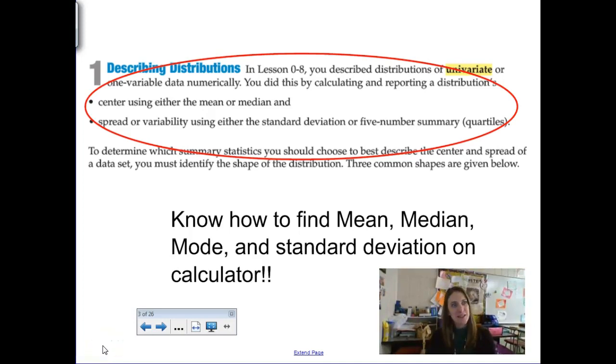Alright, so this lesson is going to specifically address some descriptive statistics of univariate statistics, so one variable stats, and we're going to discuss skewedness of distributions and also box and whisker plots. So, nothing too crazy in this lesson.